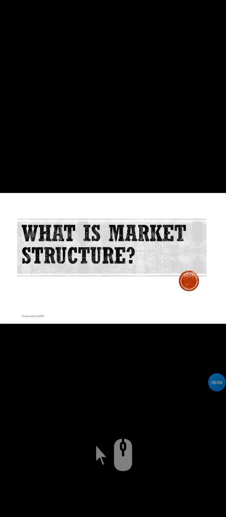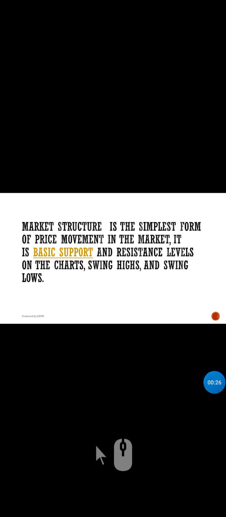Today we'll be looking at market structure and what market structure is all about. We need to understand that market structure is the simplest form of price action in the market. It's the basic support and resistance level on your charts, which brings about swing highs and swing lows in the market.